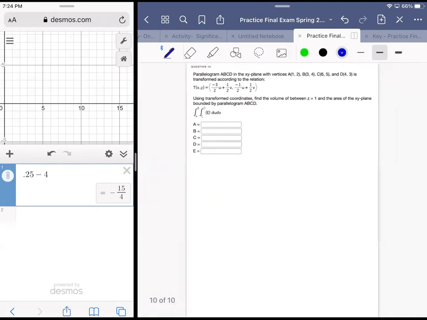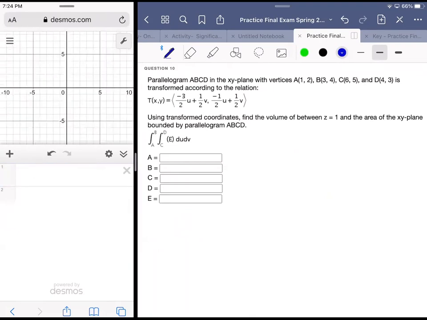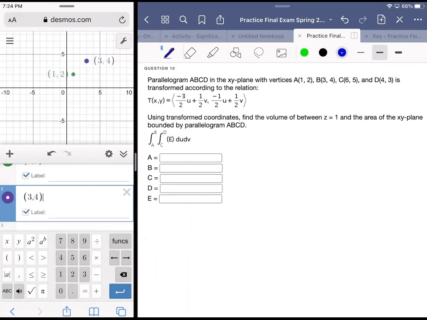And then number 10 is a transformation question. So parallelogram ABCD in the XY plane with these vertices. So let me plot those so we can see them. So we'll have 1, 2. Get a label on there. 3, 4. 6, 5. And 4, 3.